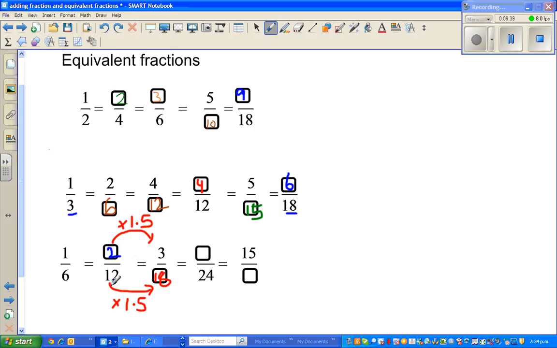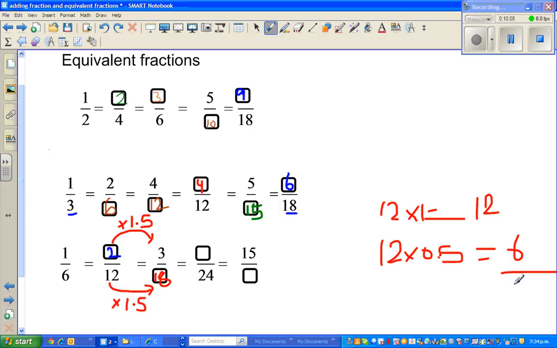How will you do 12 times 1.5? You can do it like this. 12 times 1 is 12, and 12 times half, that is 0.5. That means you're asking the question, what is half of 12? That is equal to 6. So 12 times 1.5 is 12 plus 6 is 18. Okay, so that's a pretty smart way of doing it.